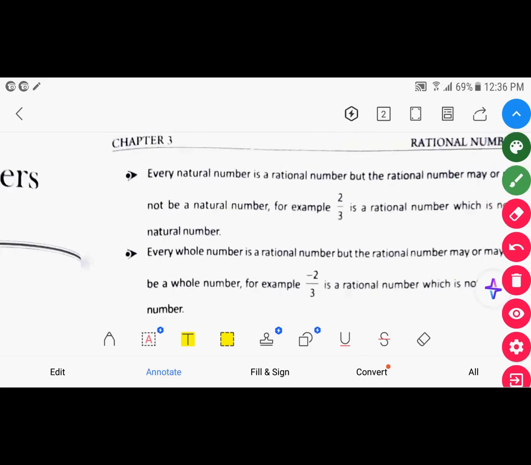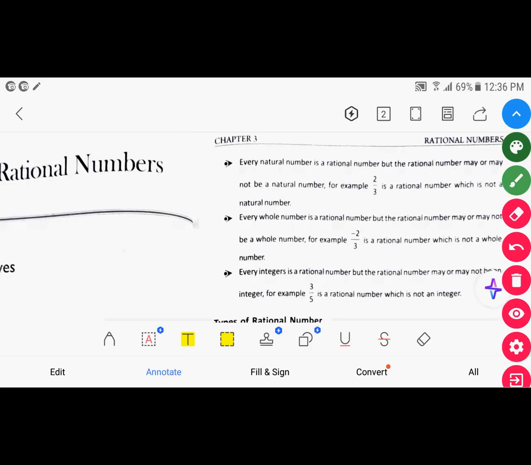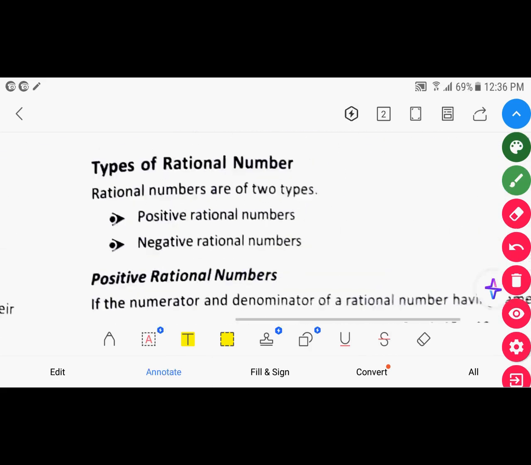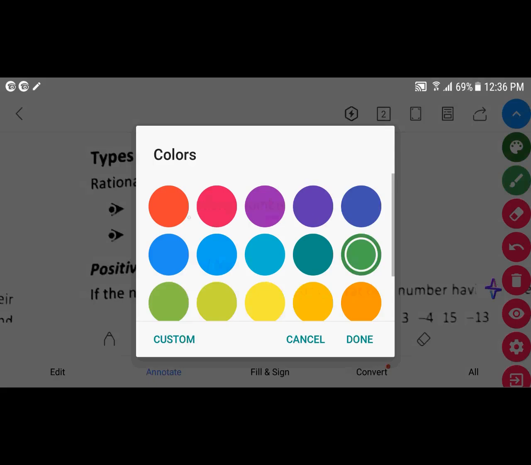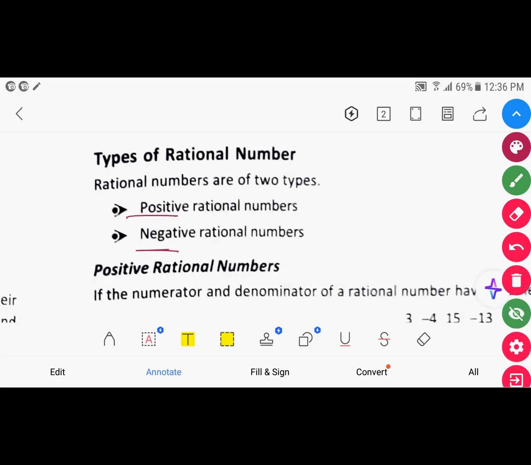Now every natural number is a rational number, but a rational number may or may not be a natural number, because the answer can be negative. Every whole number is a rational number, but again a rational number may or may not be a whole number. Every integer is a rational number, but a rational number may or may not be an integer, which we already learned. Now, what are the types of rational numbers? Rational numbers are of two types. They may be positive or they may be negative.